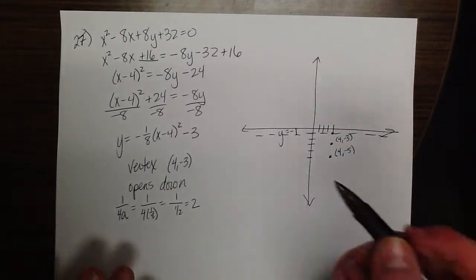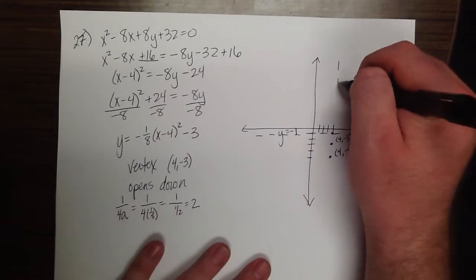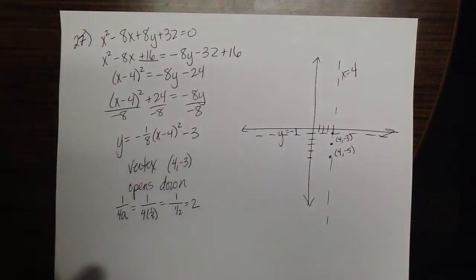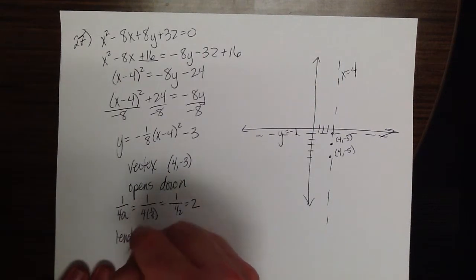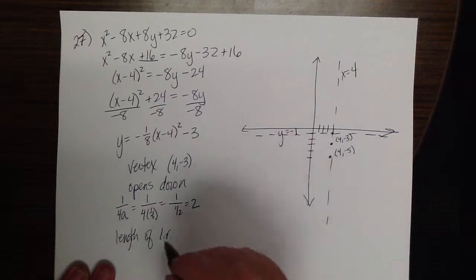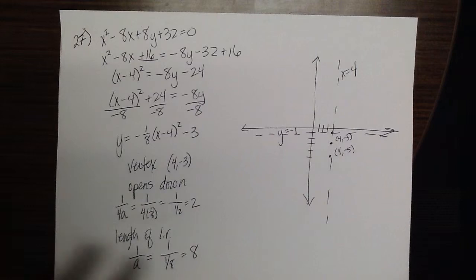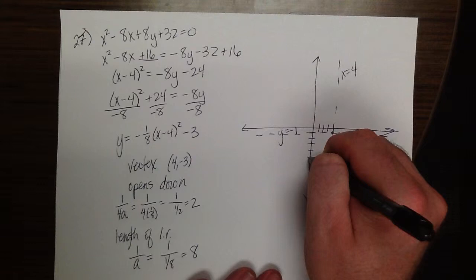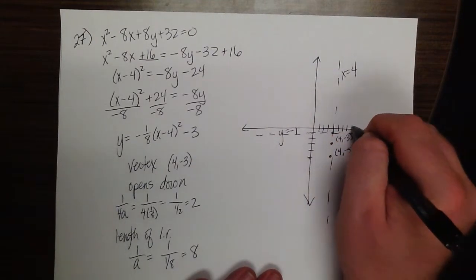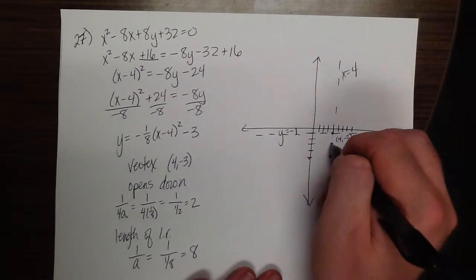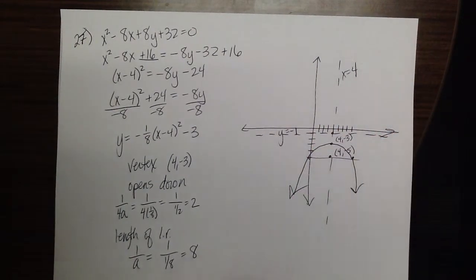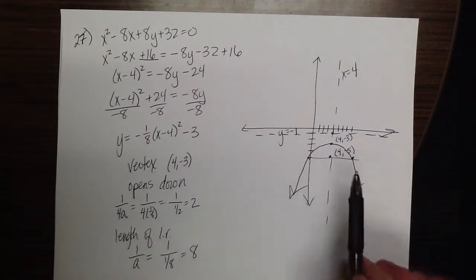All that's left, the axis of symmetry is at x = 4. And the length of the latus rectum, well, that's going to be 1 over a, which is 1 over 1/8, which is 8. So from the focus, you go 4 to the left, 4 to the right, and those are your 3 points for the parabola, with that being your latus rectum.